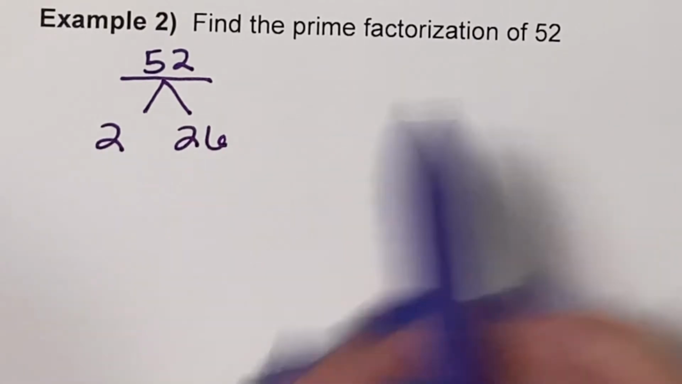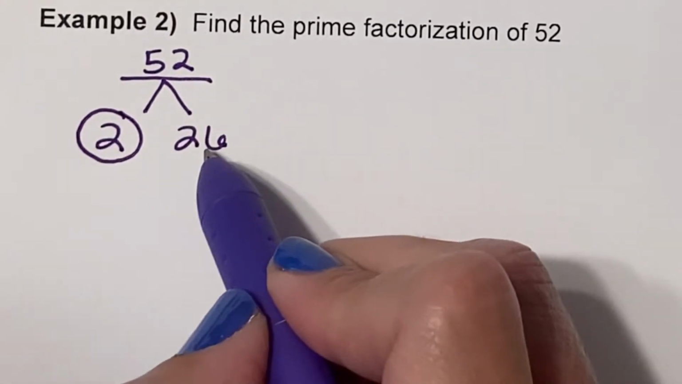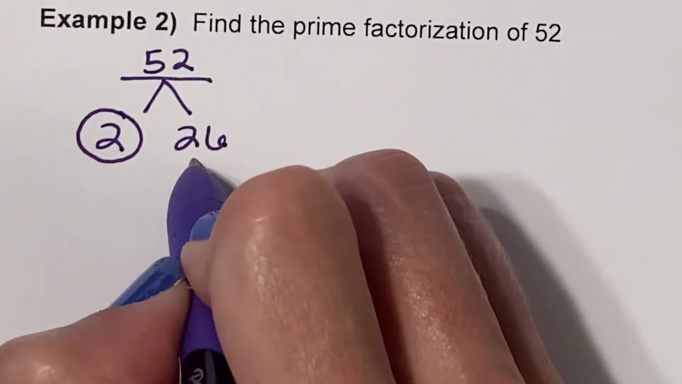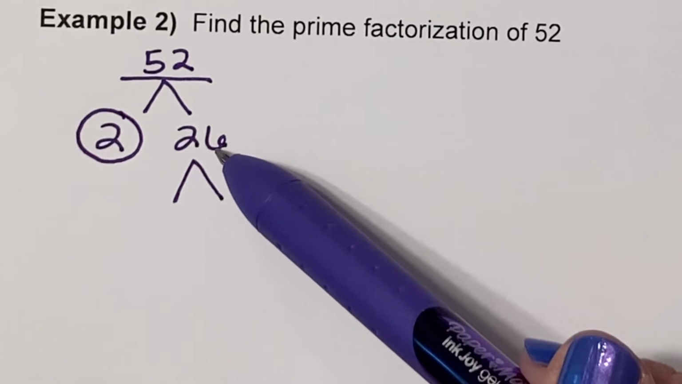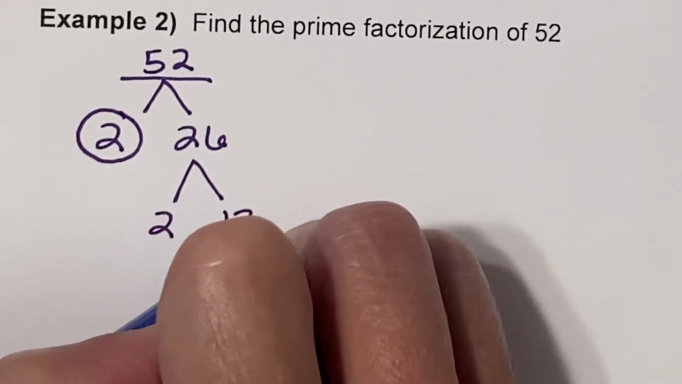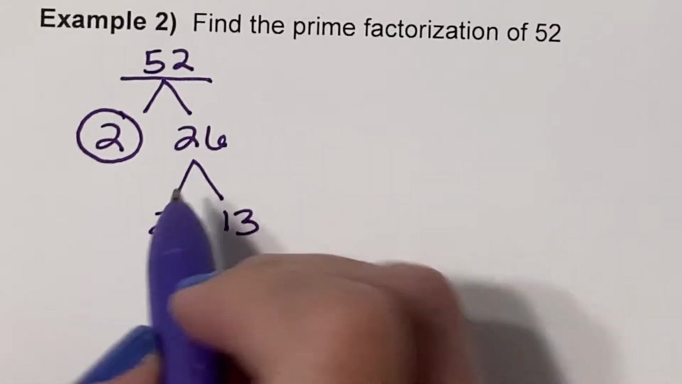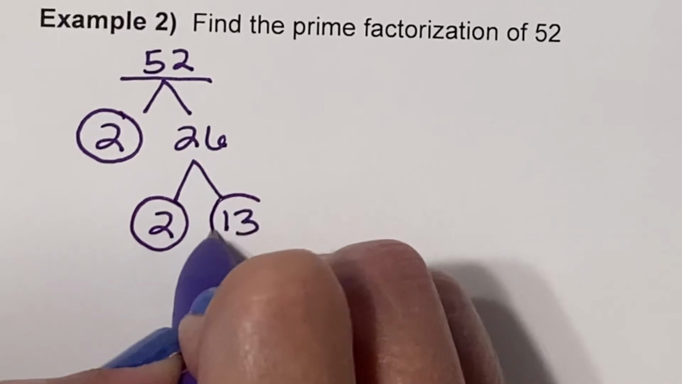I'm going to take a look at those. Oh, 2 is prime, so I'm going to circle it. That's my only even prime number. 26 isn't prime, so I'm going to continue breaking that one down. 26, I think the only thing I can do is 2 and 13. So 2 times 13. I take a look at it, 2 is prime, so I'm going to circle that one. And 13 is prime, so I'm going to circle that one.